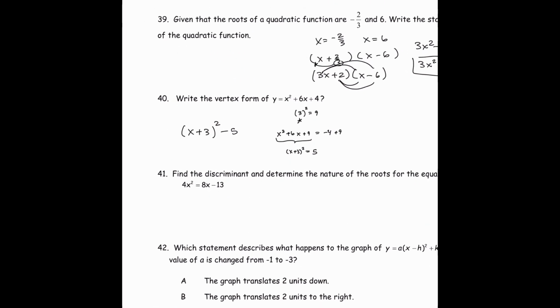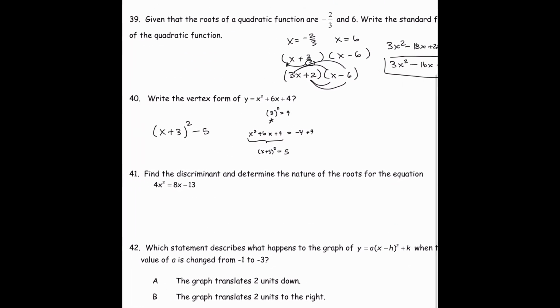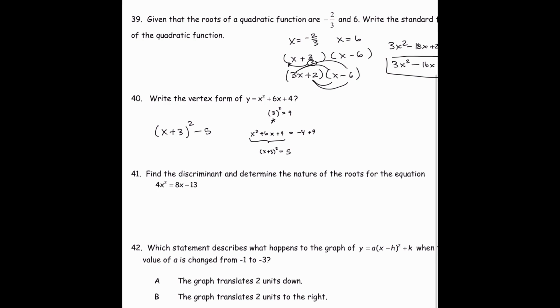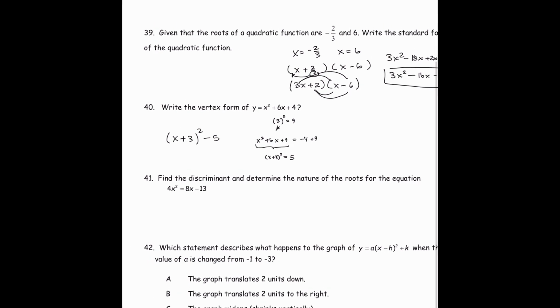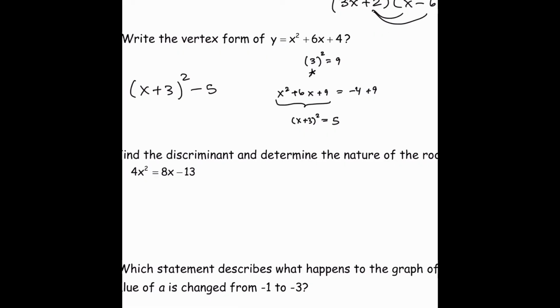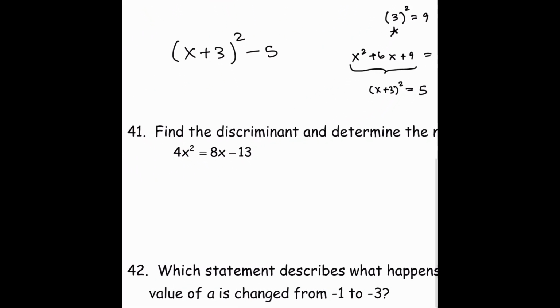All right, 41, find the discriminant, determine the nature of the roots. Okay, we gotta move everything left. It's the only way this is gonna work. So 4x squared minus 8x plus 13 equals 0. So A, B, C. I'm just looking at the discriminant.